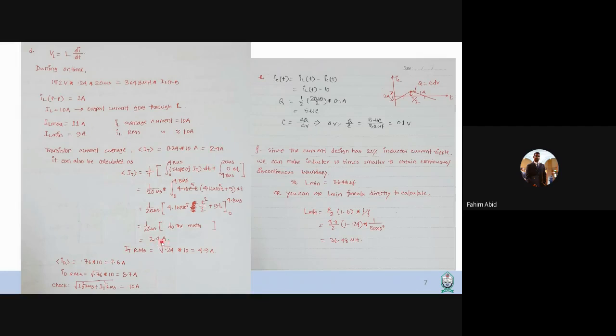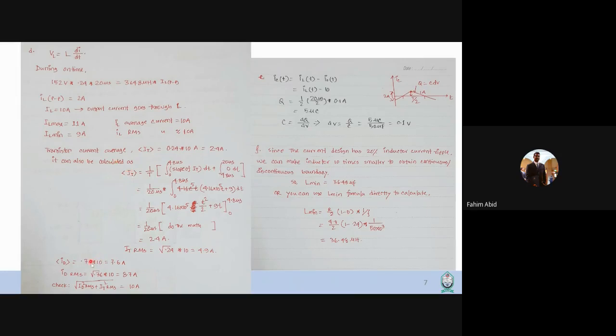Now for the transistor RMS value, the RMS value is basically the square root of the duty cycle, which is 0.24, multiplied by the RMS current here, which is 4.9 amp. You can also calculate this RMS value based on the RMS equations that you know. Okay, so this is again valid for the diode currents.